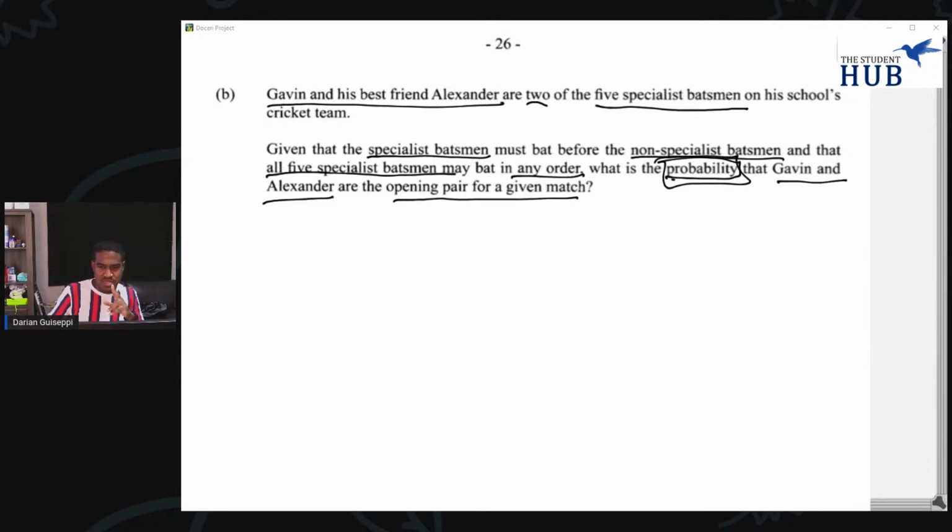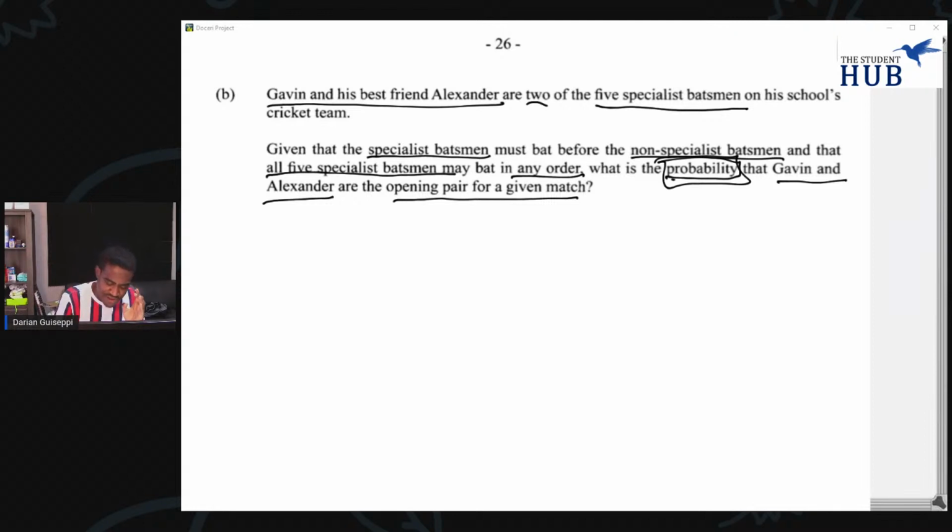permutation. Gavin and his best friend are 2 of 5 specialist batsmen in the school. Given that specialist batsmen must bat before the non-specialist, and that all 5 specialist batsmen may bat in any order, the order is what leads me to think it's permutations here. What is the probability that Gavin and Alexander are the opening pair for a given match? So it's 5 batsmen, the 5 specialist batsmen.